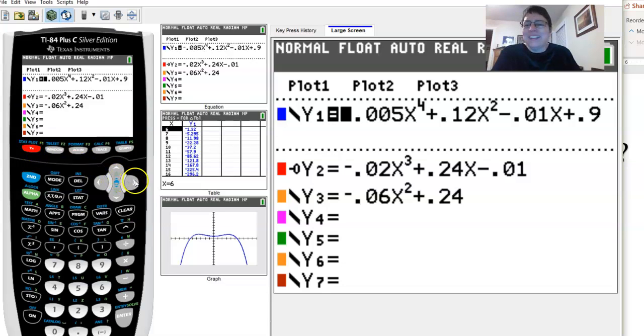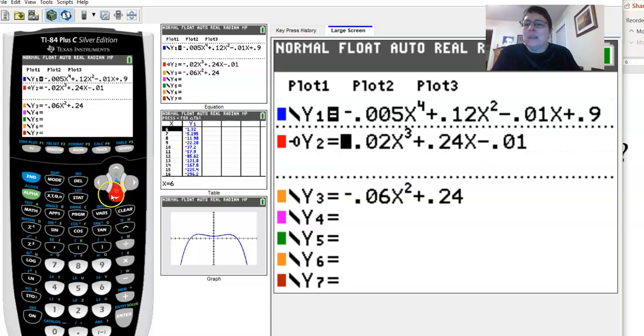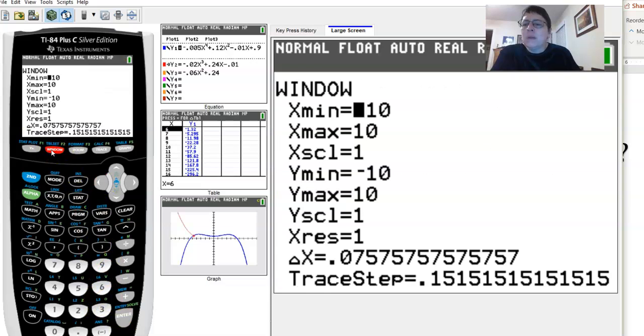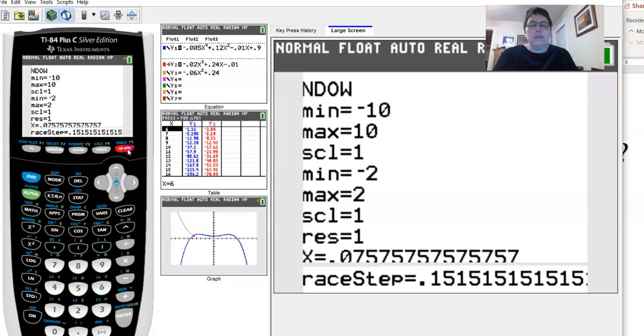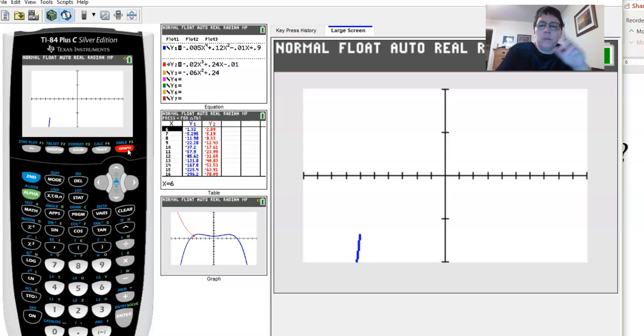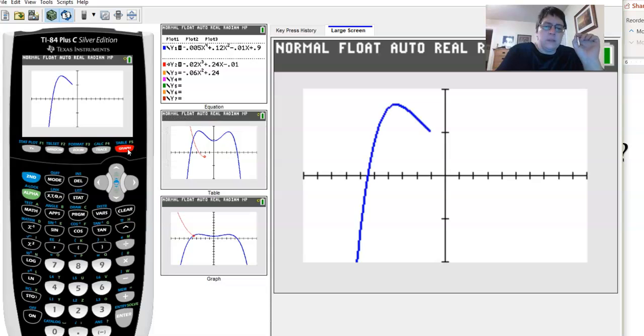Let me change the window. Okay, so I come down along the equal sign and hit enter. And then the window, I'm going to make a little bit smaller. Let's see, we're going between -10 and 10. So what if we change that to -2 to 2. Graph. Okay, remember the blue is just the function. So it's a lot clearer to see the minimum and maximum here.